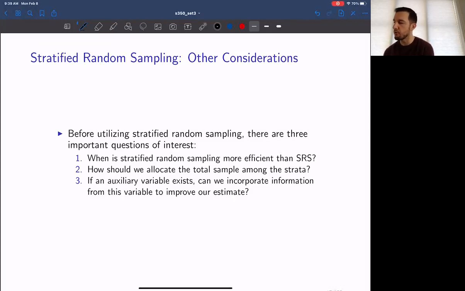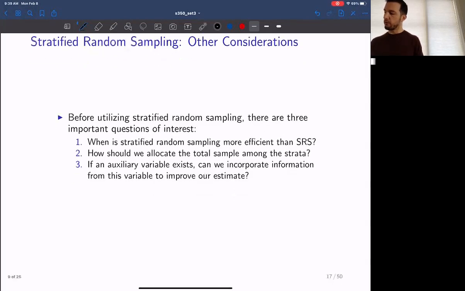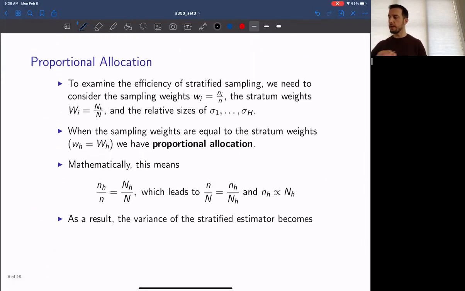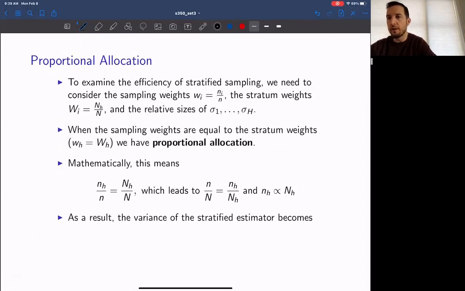How should we allocate the total sample among the strata? And if an auxiliary variable exists, can we incorporate information from this variable to improve our estimate? And then the third question is something we'll talk about a little bit later, but this also follows from the simple random sampling approaches and whatnot. Okay, so in terms of allocation of the observations into each of the different strata, there's a few different approaches that we can utilize here. The easiest approach is what we would call proportional allocation.